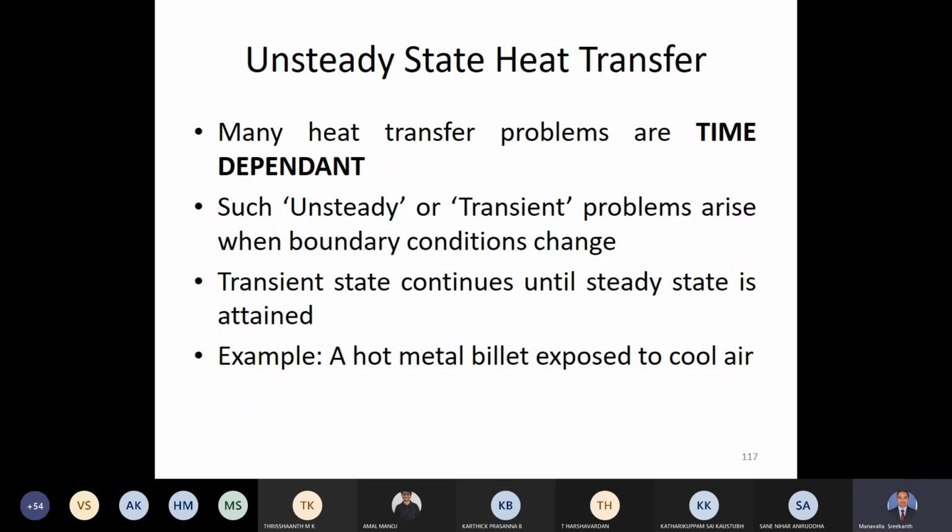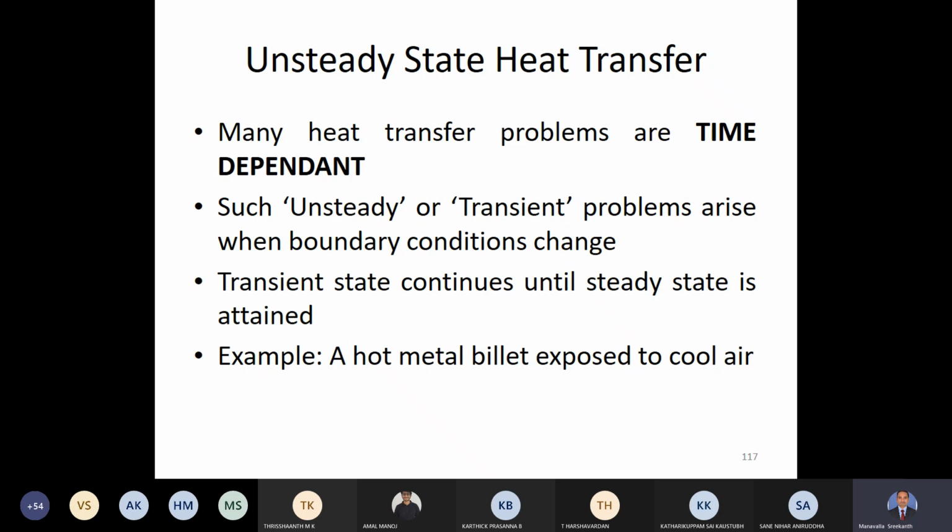Then we'll come to what is unsteady state heat transfer. Until now, what we have been doing is to study steady state heat transfer, where things are not changing with time. Most of the engineering equipment that we see in day-to-day life operates under steady state conditions over a long period of time. Once you start something and let it reach steady state, it will continue to operate like that.